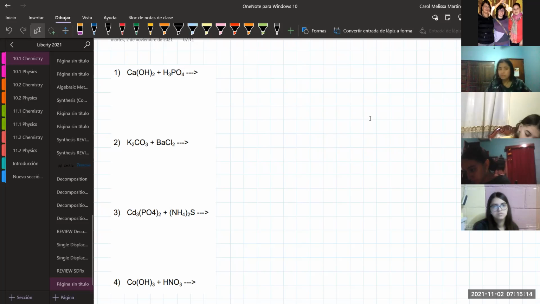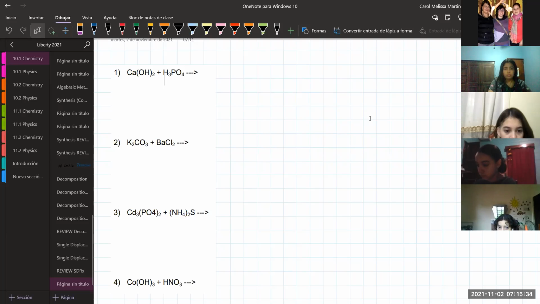Now, where is the cation in the first compound? Calcium. Just calcium, okay? And what is the cation in the second compound? Potassium. Remember the location of the cation. The cation is always the one on the left.